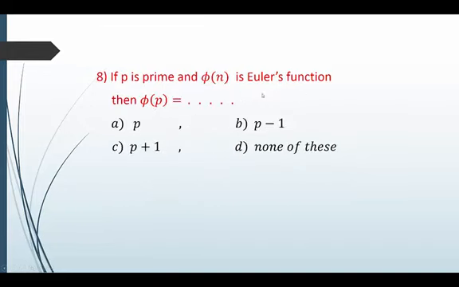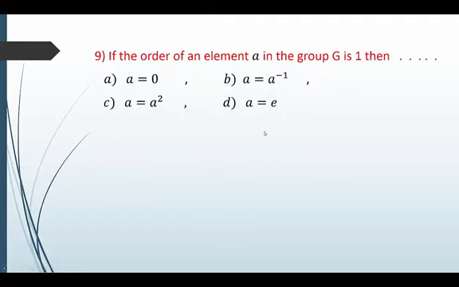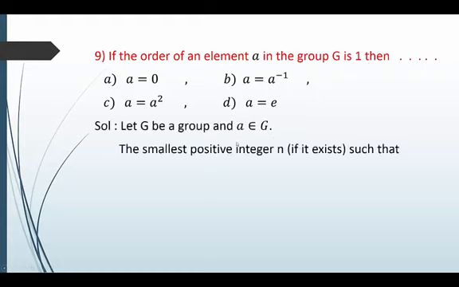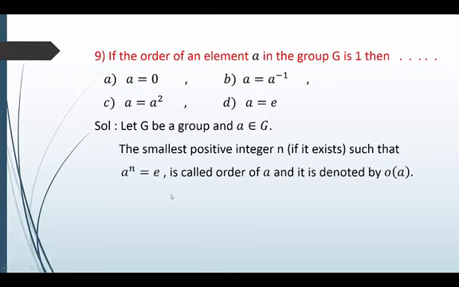Eighth, if p is prime and phi n is Euler's function, then phi p is B option, p minus 1. 9. If the order of an element a in the group G is 1, then let G be a group, a belong to G. Then the definition of order is the smallest positive integer n, if it exists, such that a raised to n equal to e is called order of a and is denoted by order of a. This number n, if a raised to n is identity, then number n is called order of element a.